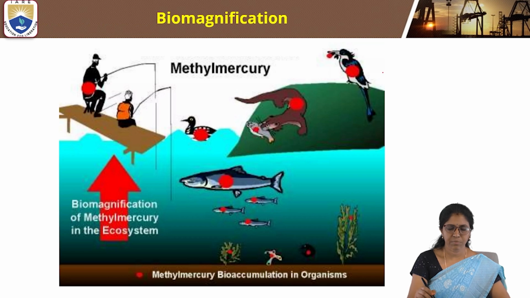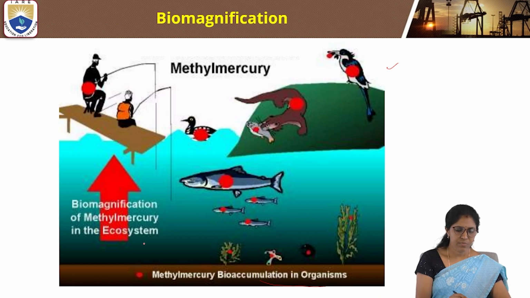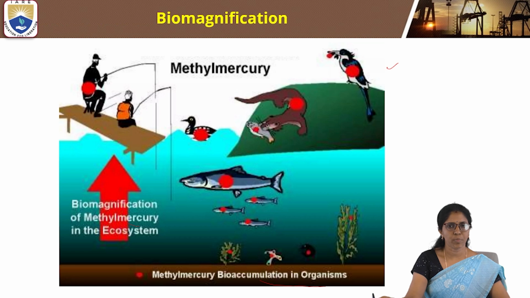So this is the biomagnification of methyl mercury. This diagram shows methyl mercury bioaccumulation in organisms. If we see the diagram, the biomagnification of methyl mercury is increasing from the lower level to the top level.